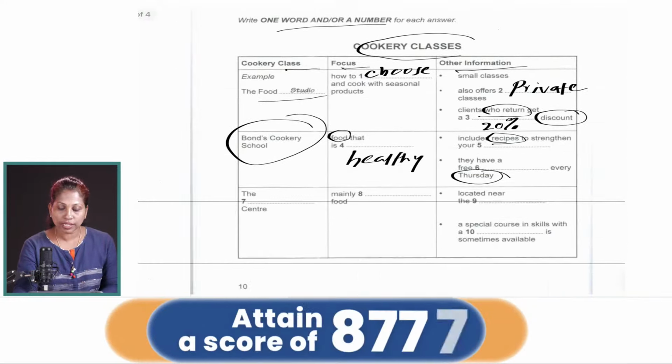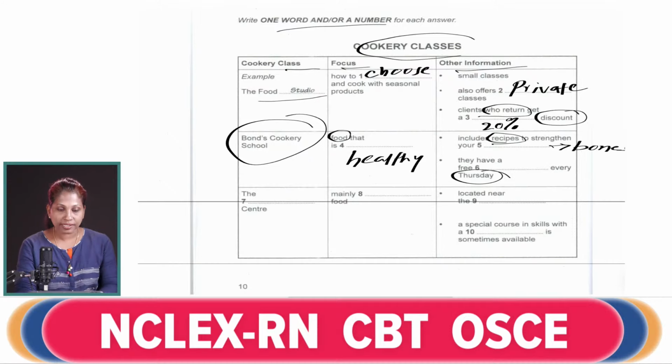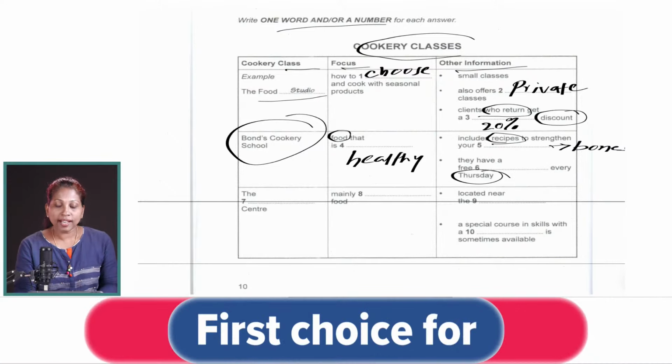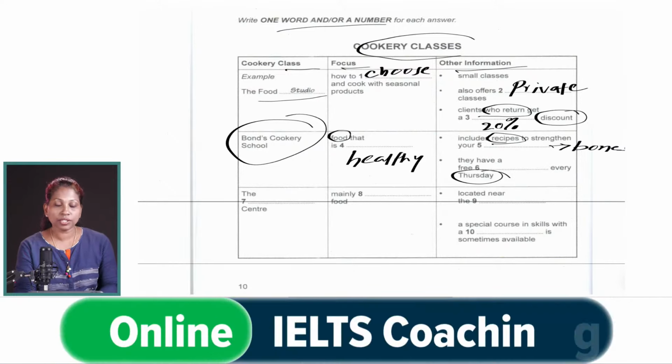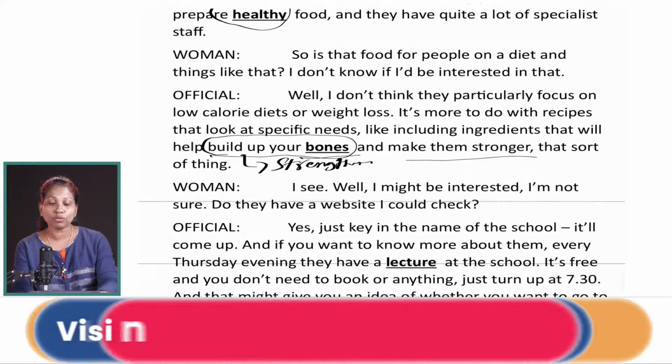Okay, now coming to blank 6. They have a free dash every Thursday. Keyword was Thursday. Wherever you hear the word Thursday, that is where your answer lies. But if they have given something additionally, Thursday something more is also given, then you have to choose what is right.